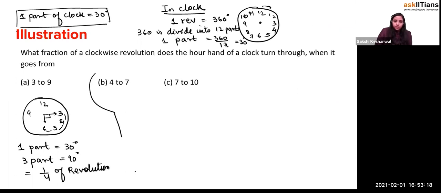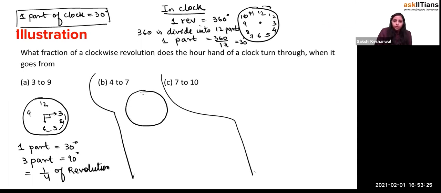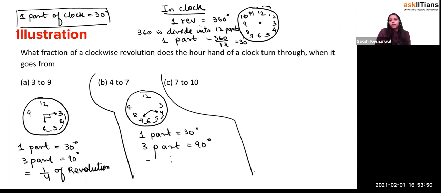Now let's see the B part. I'll just do the B part over here. It says 4 to 7, right? So this is 12, this is 3, this is 6, and this is 9, right? So this is 4, 5, 7, and 8. Now it says from 4 to 7. How many parts? 1, 2, and 3. Again, 3 parts. So one part is 30 degrees, 3 parts will be 90 degrees. Again, 90 degrees. So what fraction, beta? This is 1 by 4 of a revolution, right?